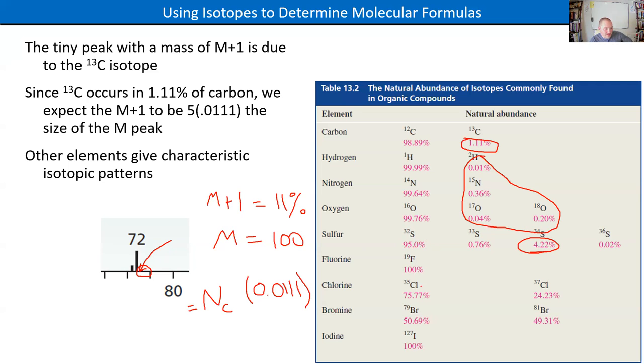Even more helpful are these two, bromine and chlorine. There's a 25% chance that you get a chlorine that's 2 units bigger than it normally is, and there's a 50% chance that you get a bromine that's 2 units bigger than it's supposed to be. Those show up with really characteristic isotopic patterns.